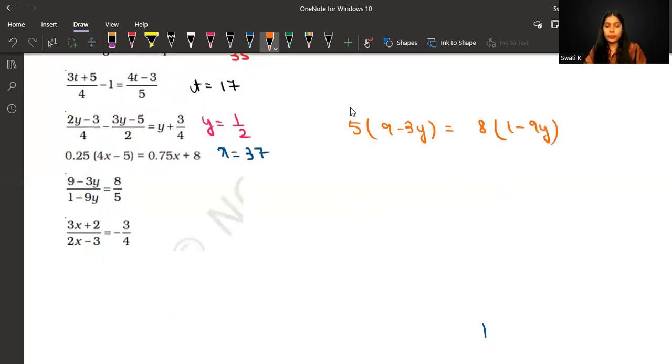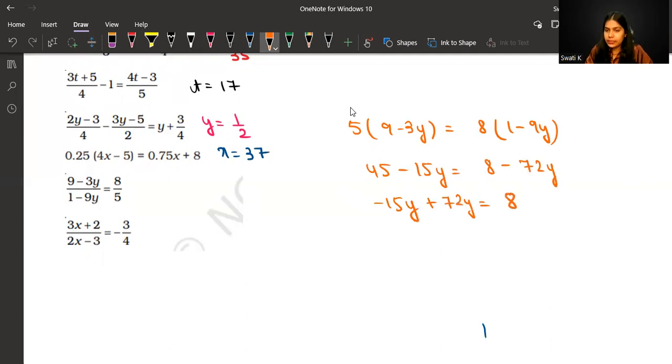Remember, I'm not writing the question. I'm directly starting with the second step. So here we can use the distributive property. 5 times 9 is 45 minus 5 times 3y is 15y equals 8 times 1 is 8 minus 8 times 9y is 72y. Now here I'll just do one thing with minus 15y as it is, and minus 72y I'll shift it to the other side, so plus 72y. This 8 as it is, and this plus 45, if I shift to the other side, it will become minus 45.